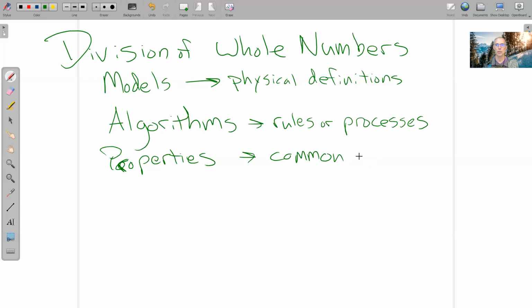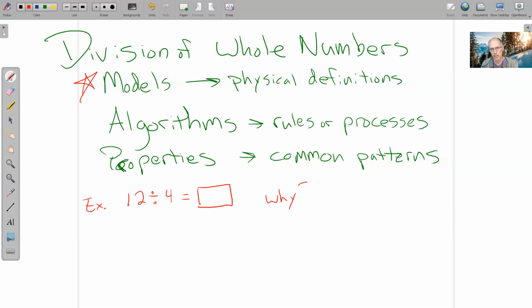So, common patterns. And so this is the main focus for today. What we need to do is figure out some models for division so we can explain why we get a certain answer. So think about this division, for example. Suppose we had 12 divided by 4. So the question is, what is the answer and why does that have to be the answer?